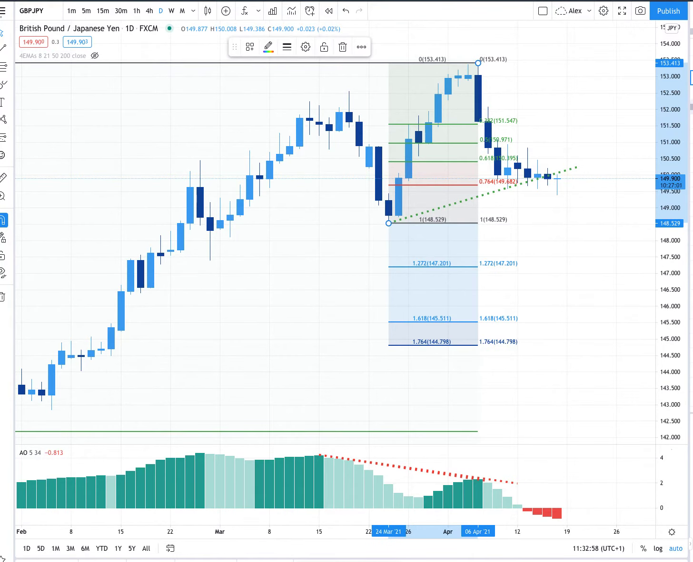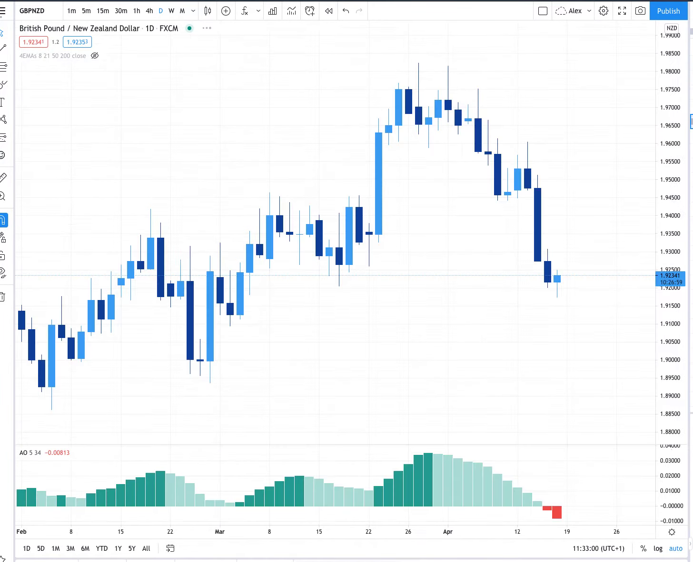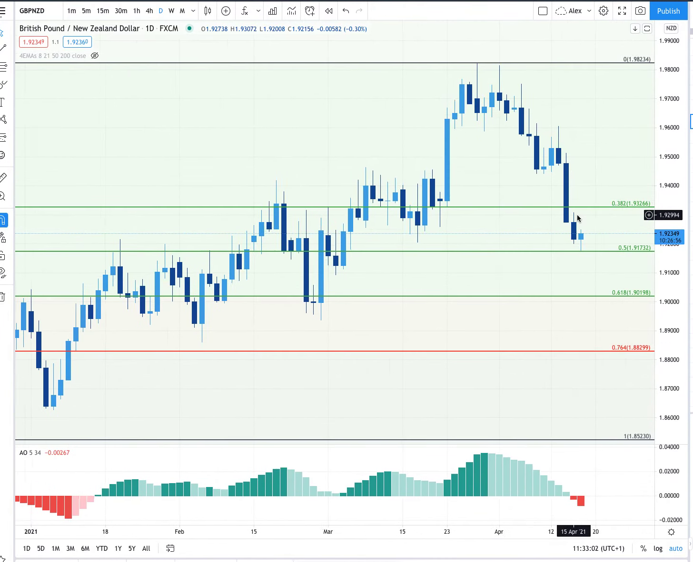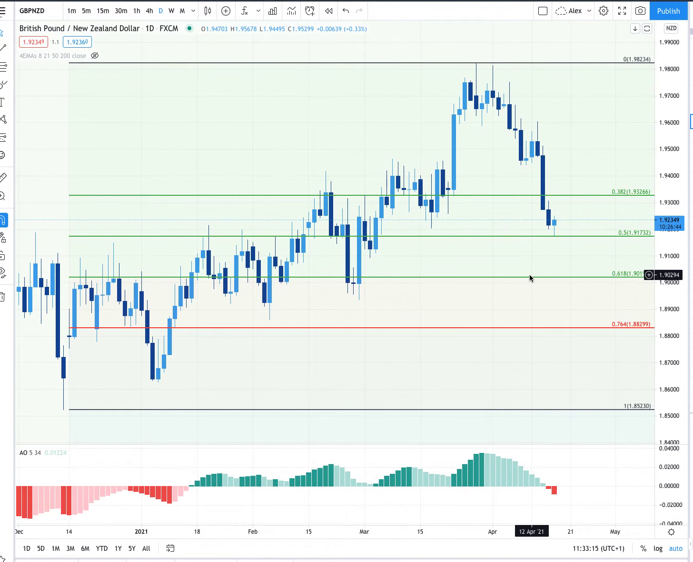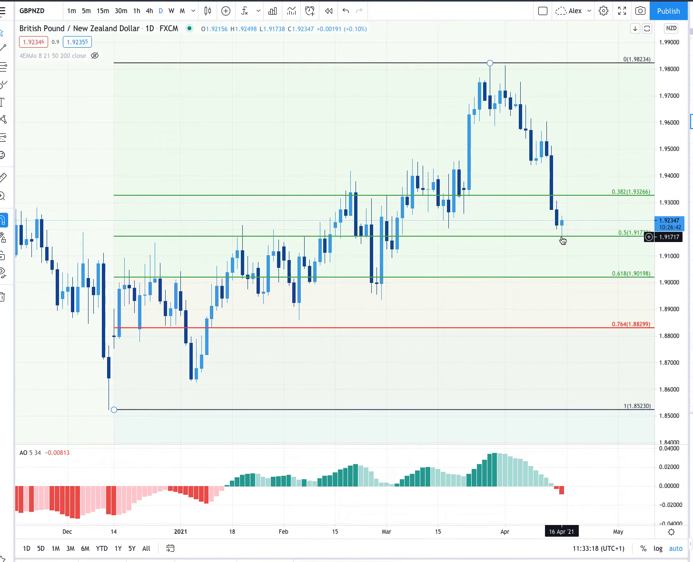So that's all good. Just going to finally show you a couple of pairs and the Dixie. So we've got pound New Zealand. I used pound New Zealand as a confluence. I was tempted to take another short on this alongside the pound Aussie, but instead I just opted to use it as a confluence to say, okay, if that gets down to the 50%, which it did and touched it perfectly, and now it's bouncing off. At the same time, I expect pound Aussie to reach target, which it did. So really good price action.